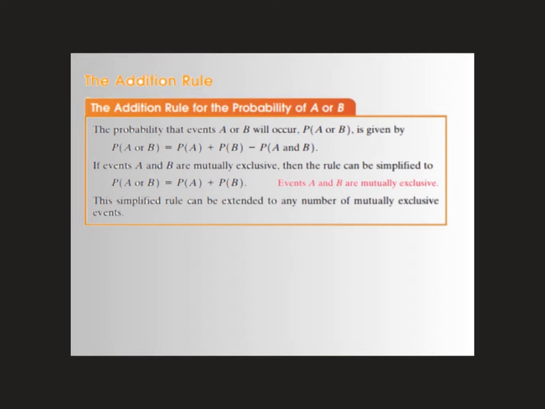All right. So the addition rule is the rule that we use for these events. The probability that events A or B will occur, meaning probability of A or B, is given by probability of A plus the probability of B minus the probability of A and B. If events are mutually exclusive, so they cannot happen together, then the rule is just probability of A plus B, because this last part would not exist. They don't happen at the same time if they're mutually exclusive, so we just add the two individual probabilities. Okay?